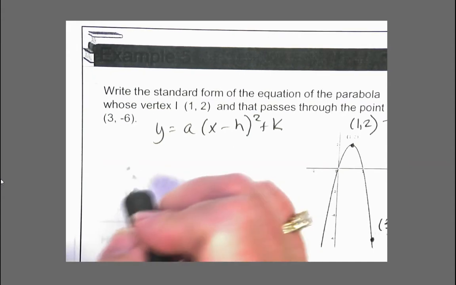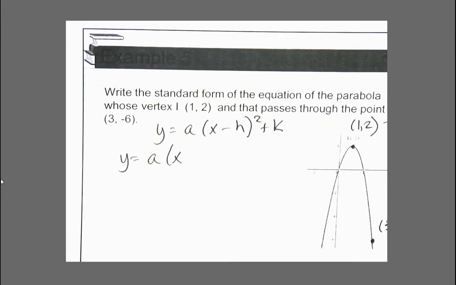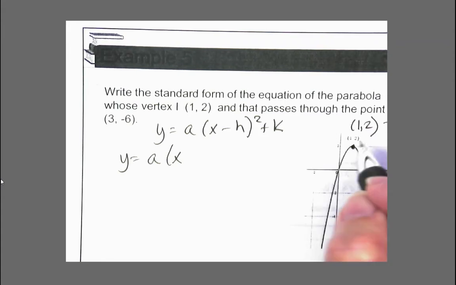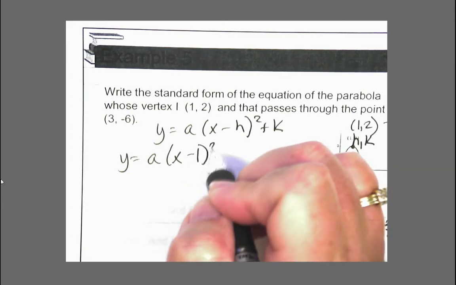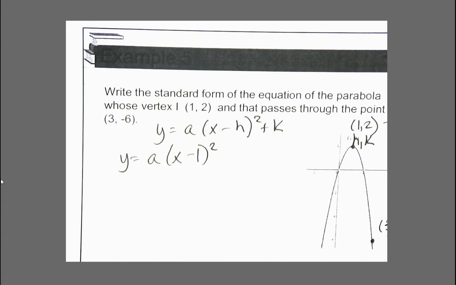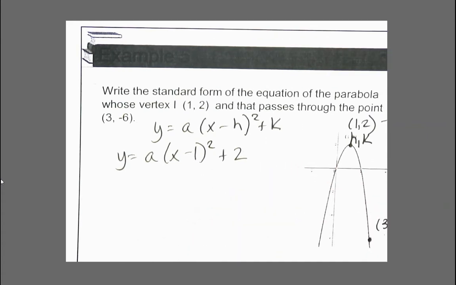When I look at this, you're going to do y equals a. We already did a little bit of this when writing equations with transformations. How am I going to put that 1 in there for the h? Because remember, this is your h and this is your k. So it's going to go in as x minus 1 squared. Then plus 2. I only have one more thing to do, and that's to find the a. That's all I've got.